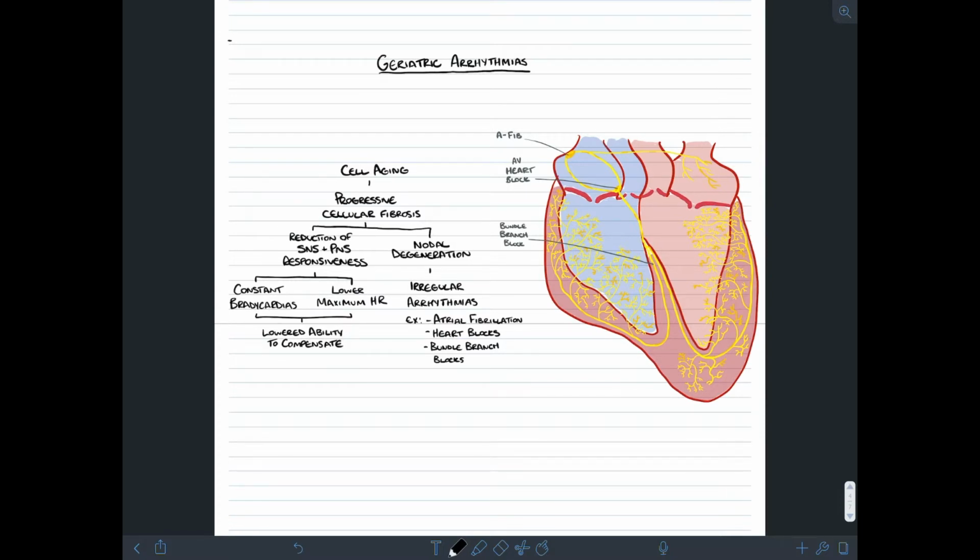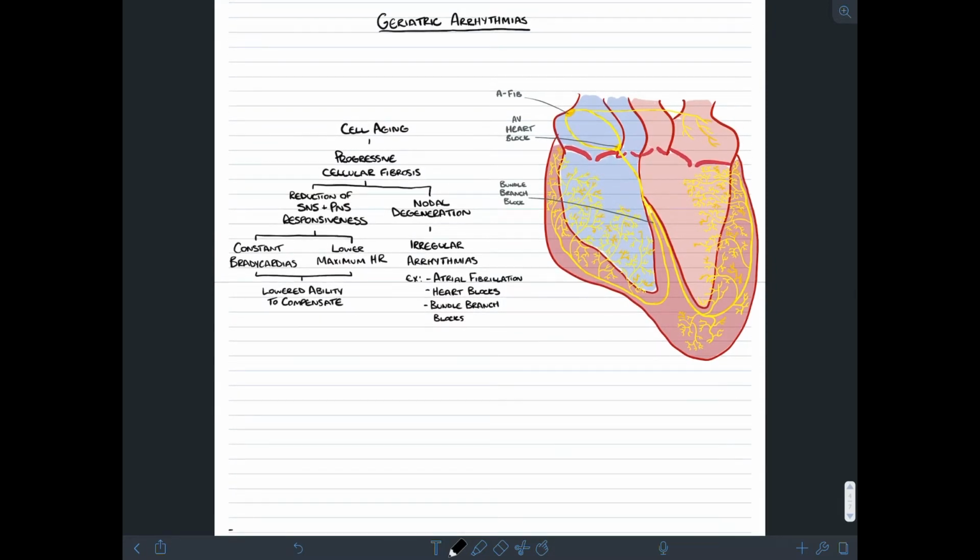We have a lower maximum heart rate, so for stress tests, we'll see lower heart rates even when it is being tested. And we know that with the constant bradycardias and lower maximum heart rates, there is a lowered ability to compensate when need be. It is important to note that constant bradycardias in geriatric patients might also be due to beta blockers or any other medication that will artificially slow the heart down. But it's also good to know that the sympathetic nervous system actually reduces in its efficiency in raising heart rate. So bradycardias can also be an intrinsic reaction.